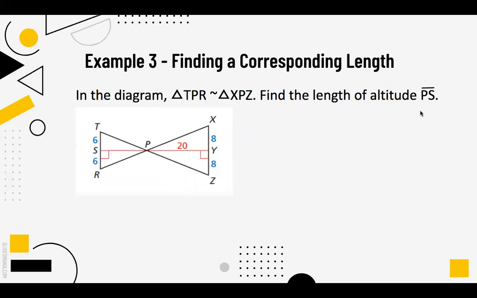So here's triangle TPR, and it is similar to triangle XPZ. We need to find the length of the altitude, which is PS. I'm going to give you about a minute to find the length of PS.